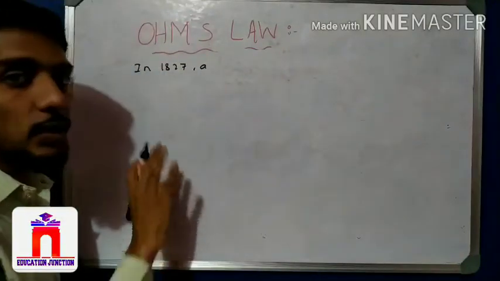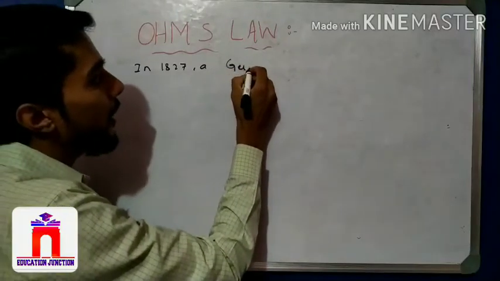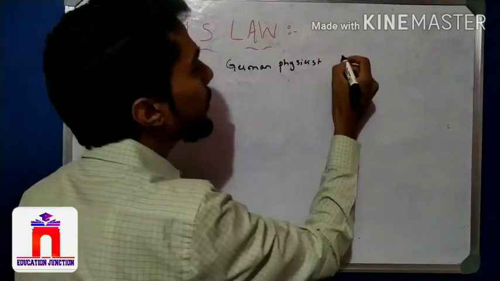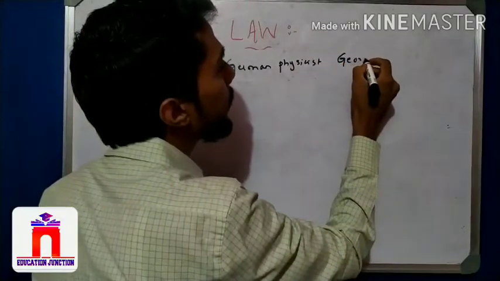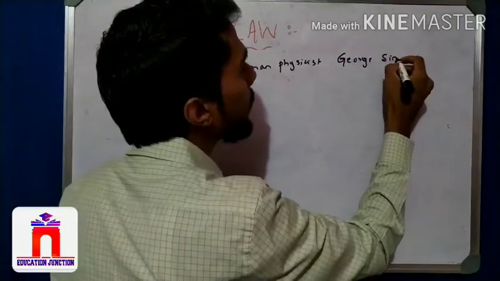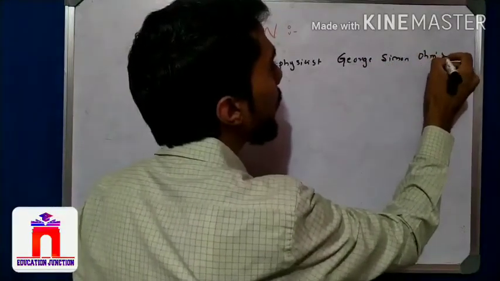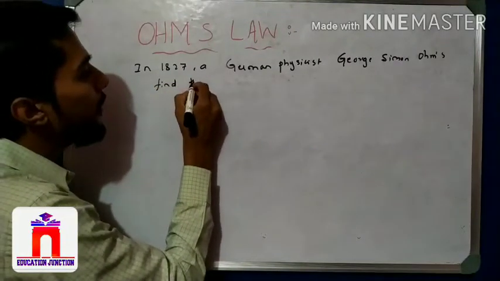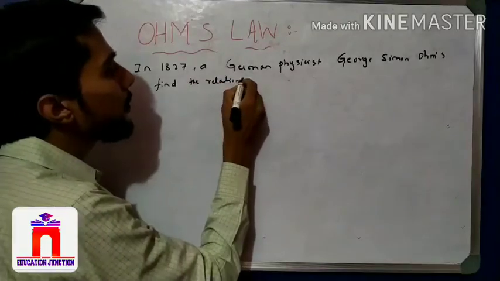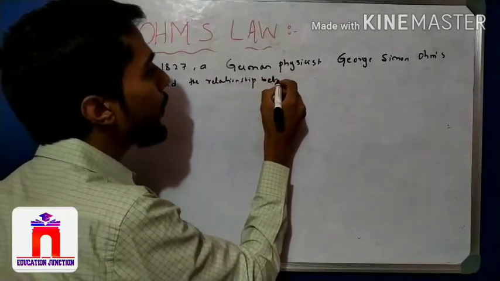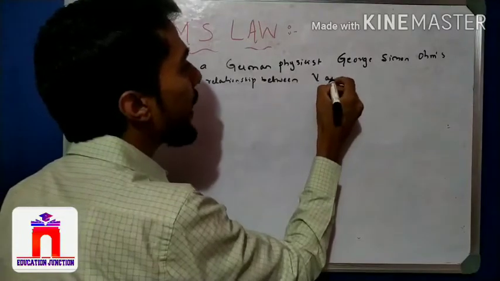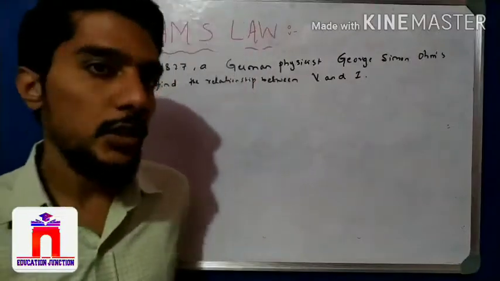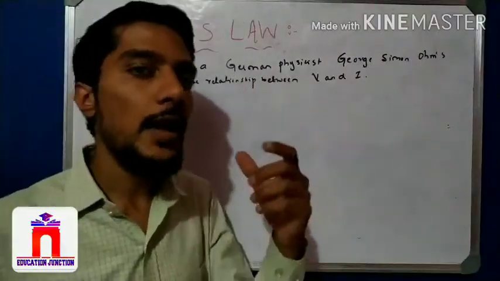In 1827, a German physicist, George Simon Ohm, found the relationship between voltage and current. For simplification, you have to remember that we use the symbol V for voltage difference and I for current.